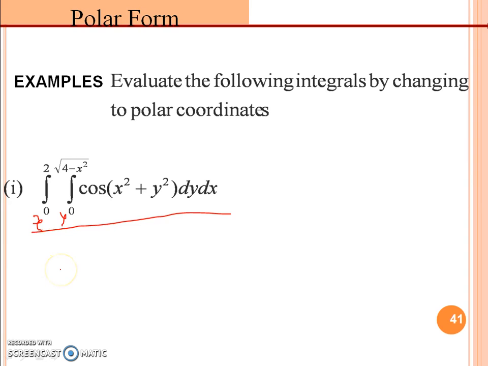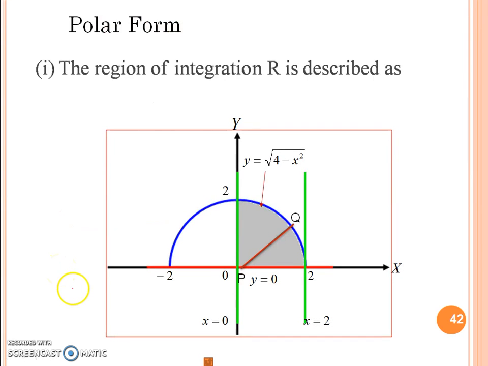So here I draw the diagram. x equals 0 represents a straight line, that is the y-axis, and y equals 0 represents a straight line parallel to the x-axis, it's nothing but the x-axis. Also we have x equals 2, a line passing through x equals 2 and parallel to the y-axis. This is the limit for x, and the upper limit for y is y equals under root of 4 minus x square.